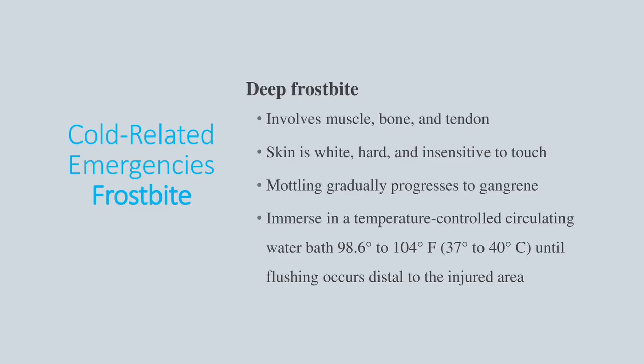Again, you want to immerse this into temperature-controlled circulating water, 98.6 to 104 degrees, until flushing occurs distal to the injured area. What that means is if there is deep frostbite that's happening maybe on someone's wrist, but their fingers don't have that frostbite, you want to look for flushing in the fingertips, anything that's distal to the area where the injury is.